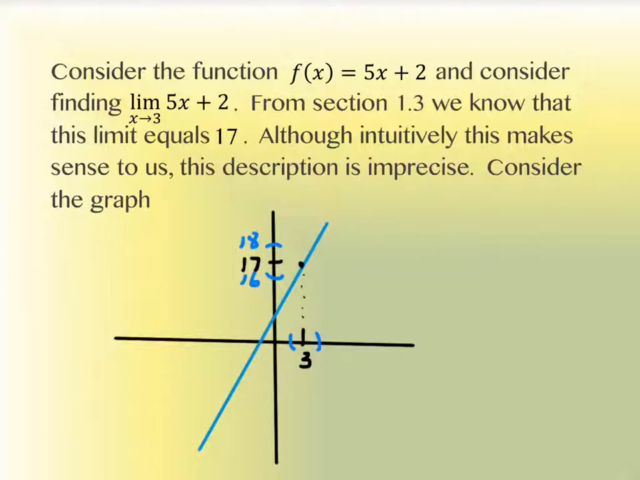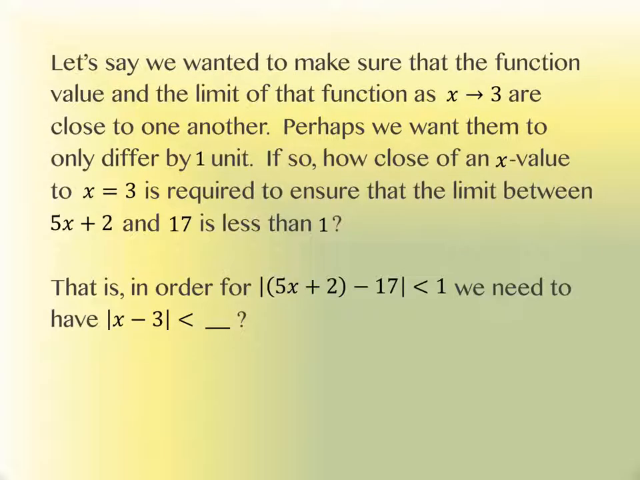There's got to be something else going on. Okay, so let's figure out how we figure that out. Well, we want the y value of our function, which is 5x plus 2, and the y value of the limit that we're hoping we're around, 17, to be really close. We want them to be within 1 unit of each other. That's the 16 to 18 business that we put in a minute ago.